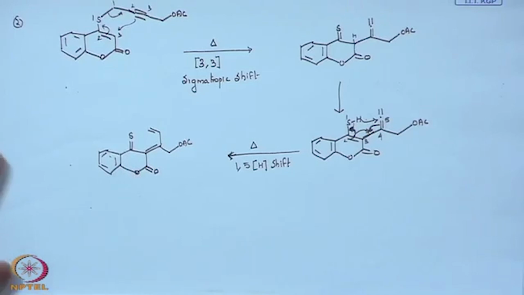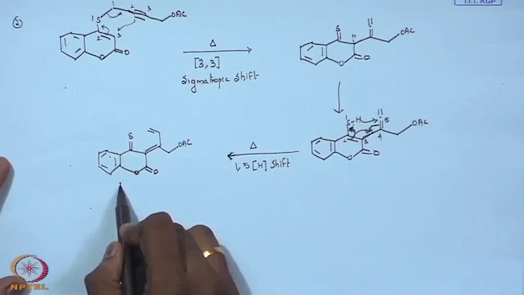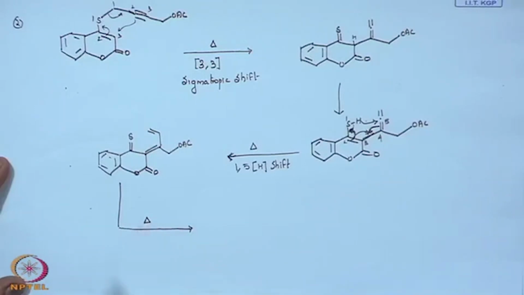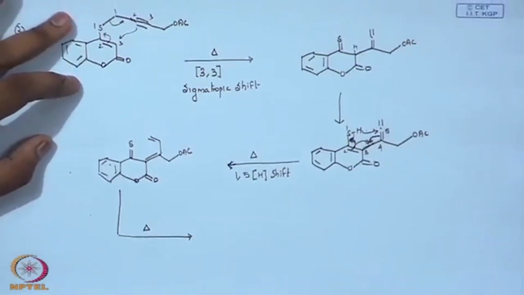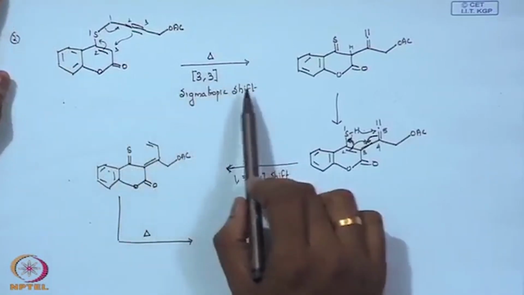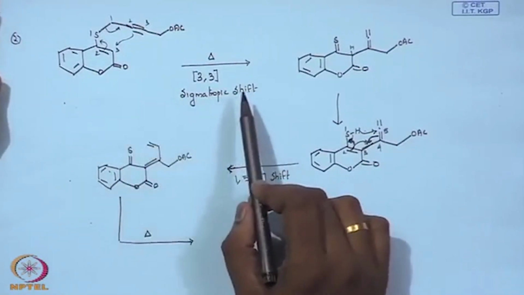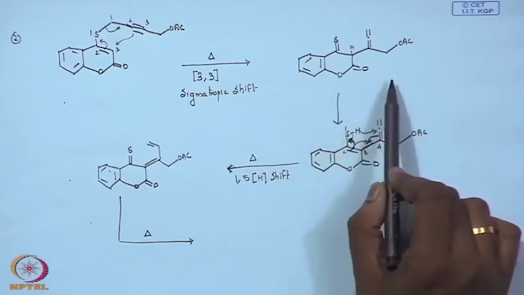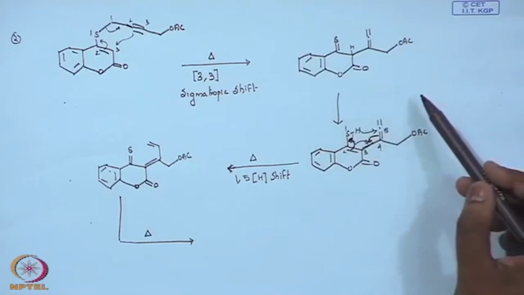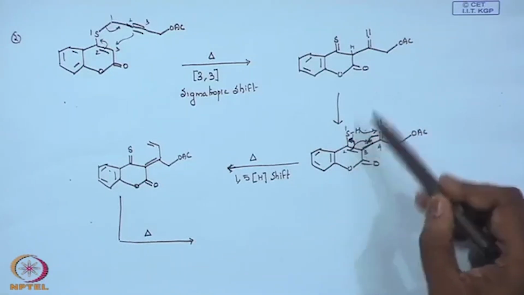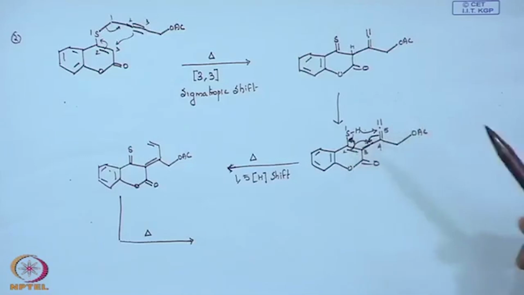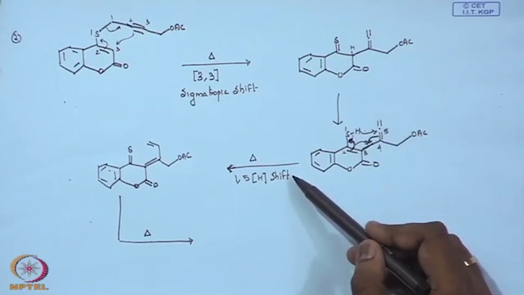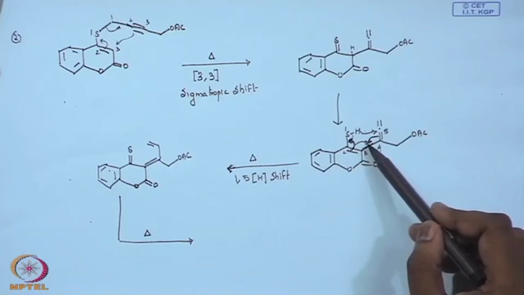Once you get this one, I say that I am going to just heat this molecule again. First you did a proper thio-Cope, or a 3,3 sigmatropic shift. You got this nice product. Then it regains aromaticity, so you change it to this form, which happens very fast, and then on heating it undergoes a 1,5 hydrogen shift.